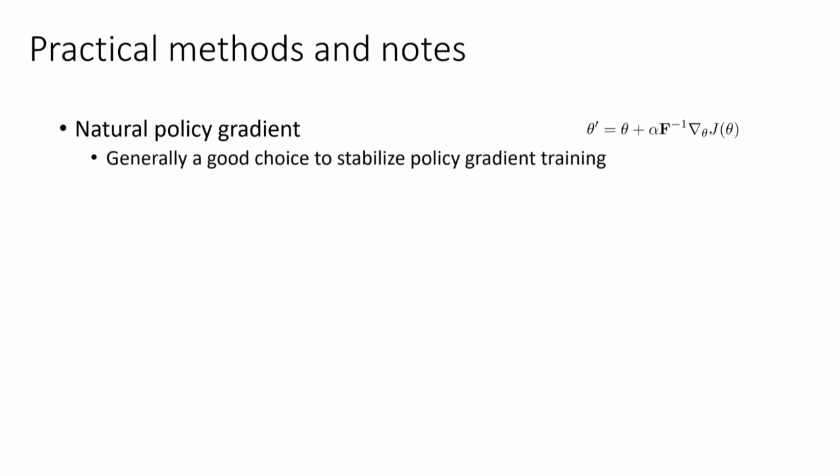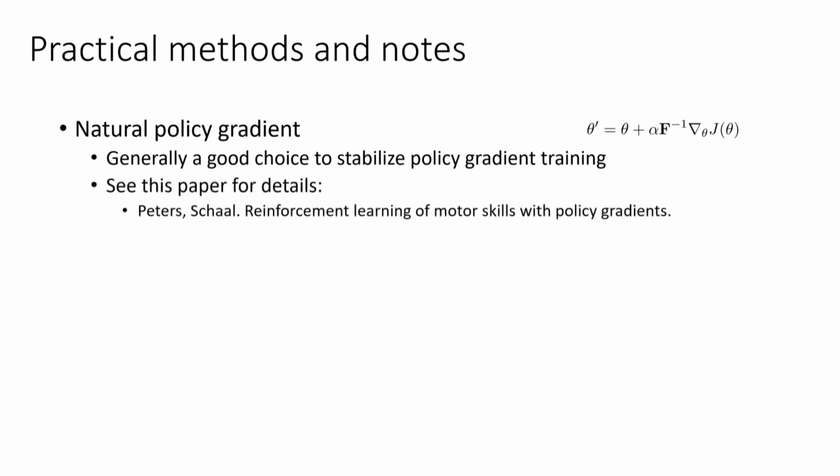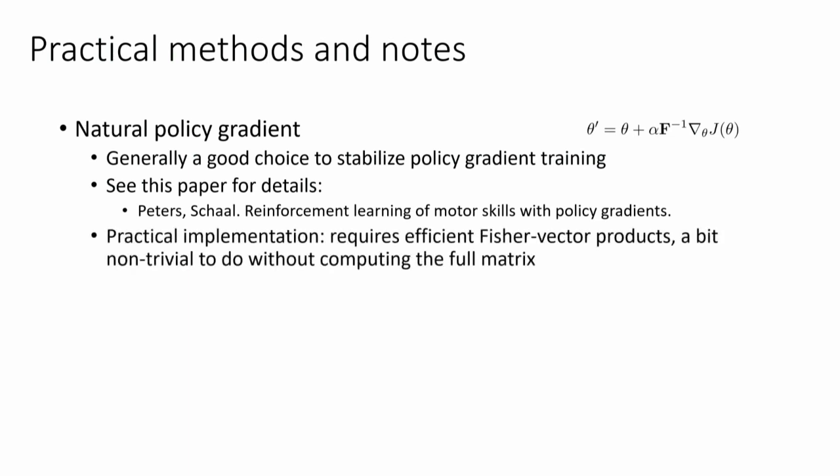Generally, this is a good choice to stabilize policy gradient training. It will allow you to get better policies in fewer steps, and it's particularly useful if you have things like Gaussian distributions in your policies. If you want to learn more about that, check out this paper, Peters and Schaal, Reinforcement Learning of Motor Skills with Policy Gradient, which is where I got these pictures.